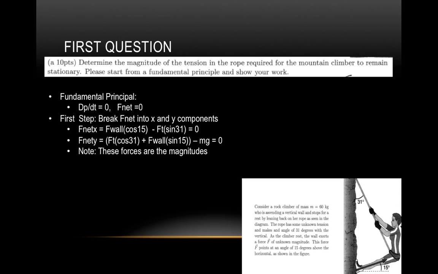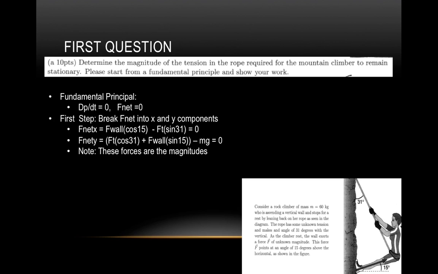So therefore, the force of the wall times cosine 15 is going to give us that horizontal component to the right, minus the tension force times sine 31, which gives us that horizontal component to the left, and that's going to be equal to 0. We have Fnet in the y, and here again I have designated above the climber to be positive and forces pointing down to be negative.